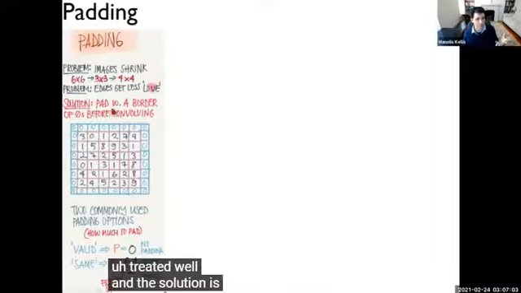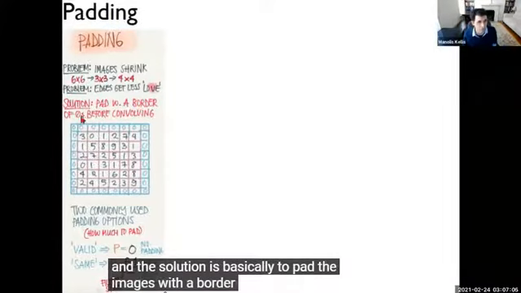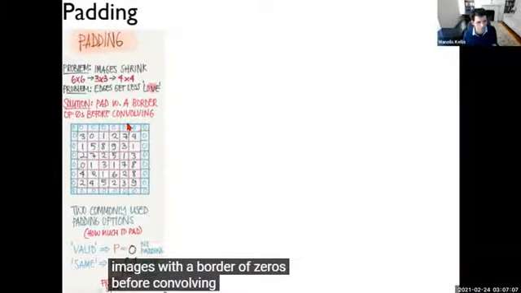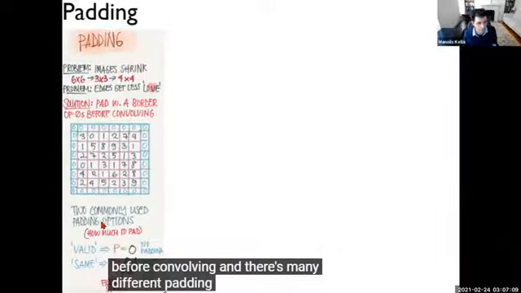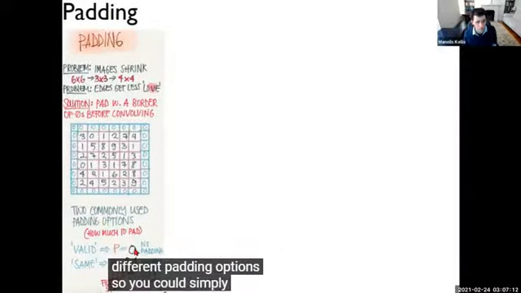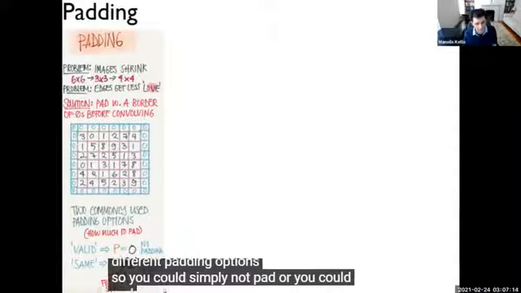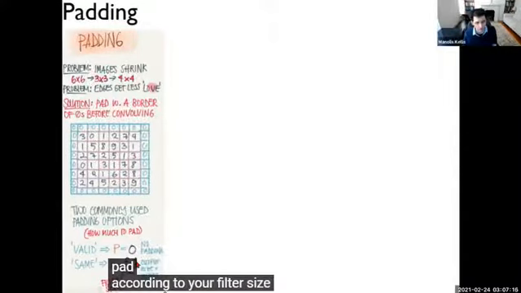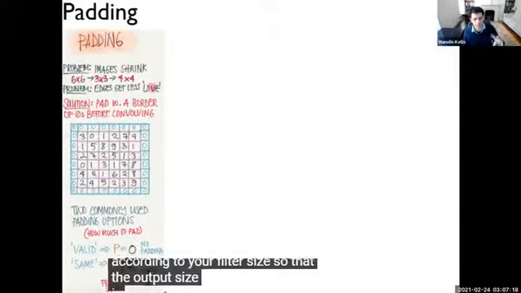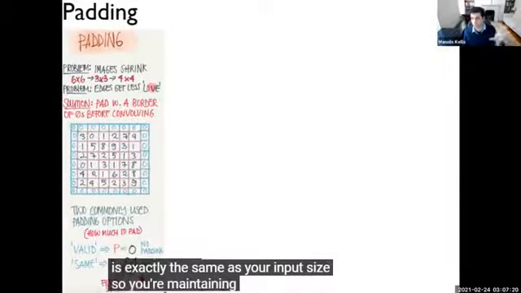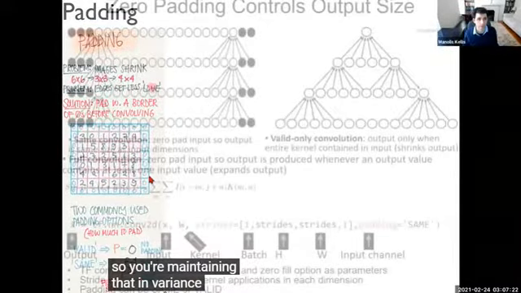And the solution is basically to pad the images with a border of zeros before convolving. And there are many different padding options. So you could simply not pad, or you could pad according to your filter size so that the output size is exactly the same as your input size. So you're maintaining that invariance.